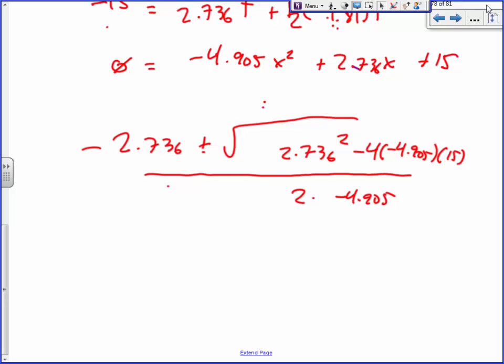Okay, so I need to go back up and save that number as A. Then A plus the square root of A squared minus 4 times negative 4.905 times 15, divided by 2 times negative 4.905. Okay, so the first one I got negative 1.5 when I solved that. Anybody else get a negative 1.5? I have a negative 1.5 when you solve.